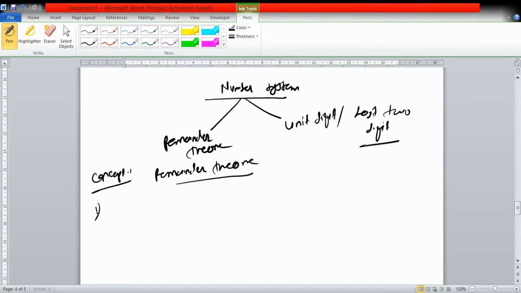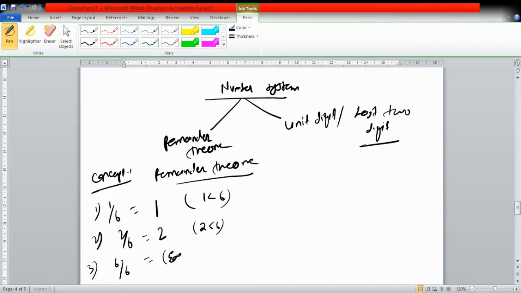If you take the example here, 1 by 6 is 1 itself. 1 is lesser than 6, so the remainder will be 1 itself. Or if you take 2 by 6, then the remainder will be 2 itself, because 2 is lesser than 6. Similarly, 6 by 6 is exactly divisible, and exactly divisible means the remainder will be equal to 0.